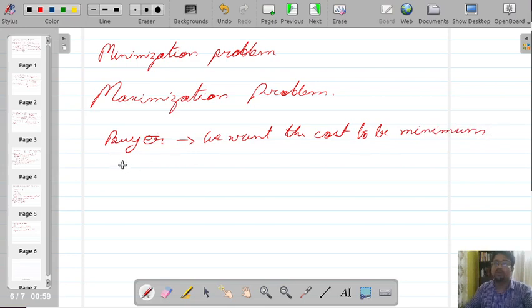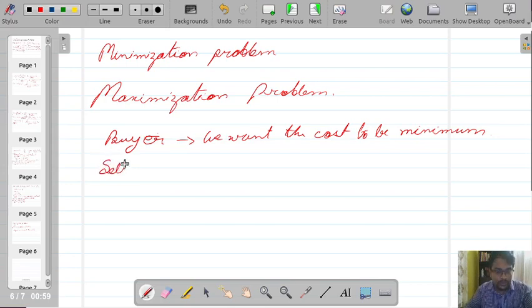Okay, so if the problem says something like formulate the problem in such a way that the cost is minimized, then the problem goes to the category of minimization problem.